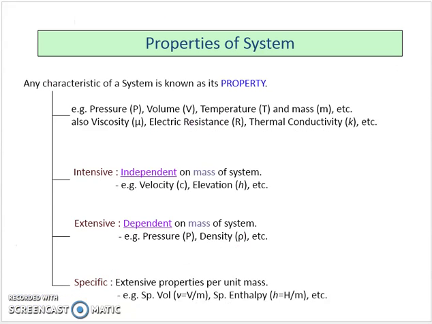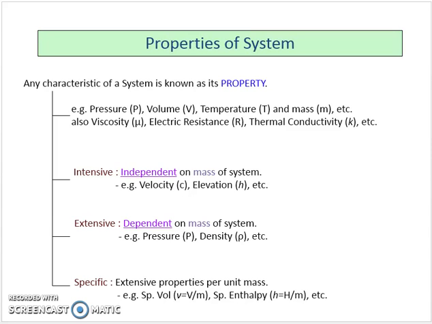Next, the properties of a thermodynamic system. Any characteristic of a system is known as its property. For example, pressure, volume, temperature and mass. Viscosity, electrical resistance and thermal conductivity are also properties of the system.